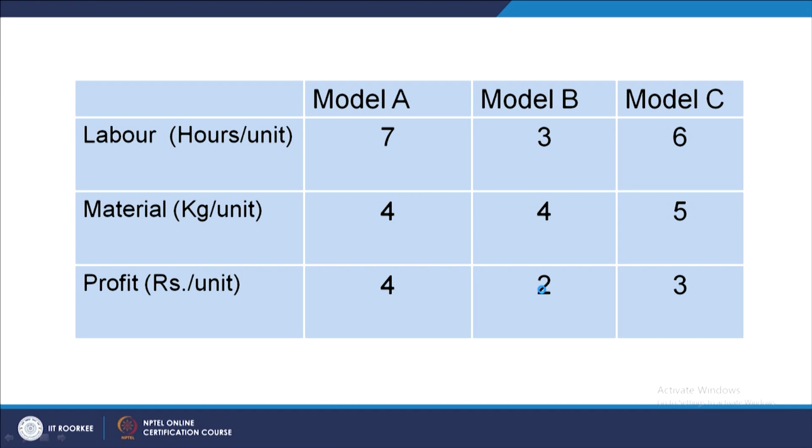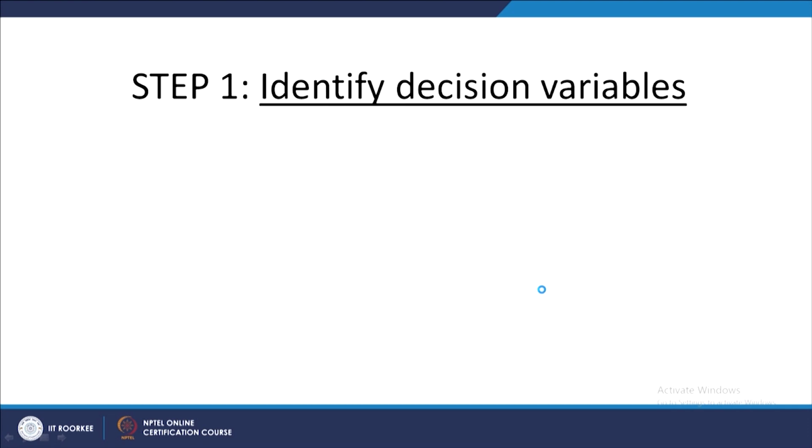So, this is the data that is given in the problem. Now, we will try to model the problem in 3 steps. The first step is identification of the decision variables. So, these are the variables which we have to determine.